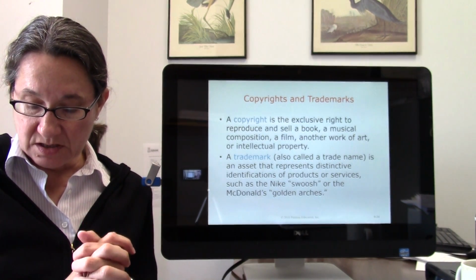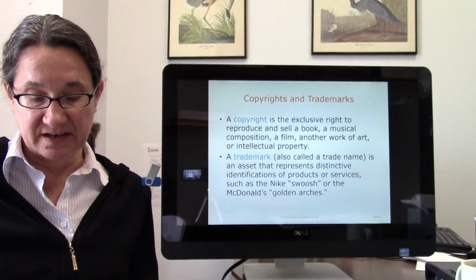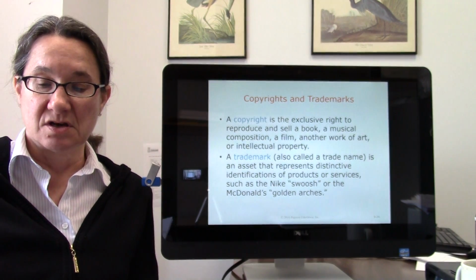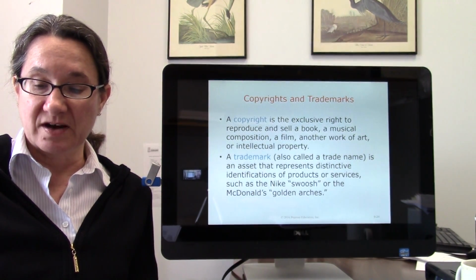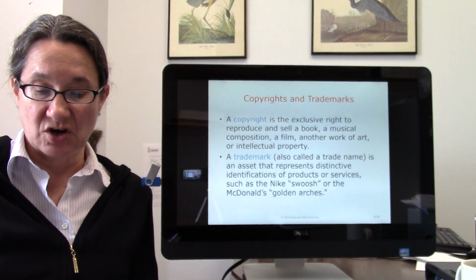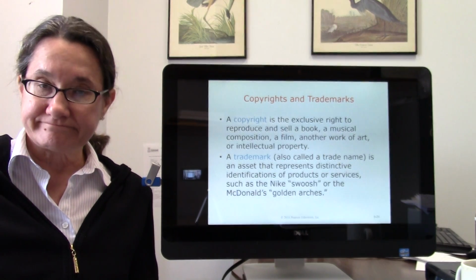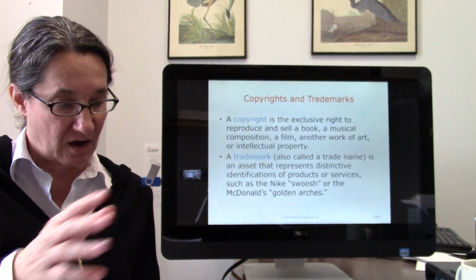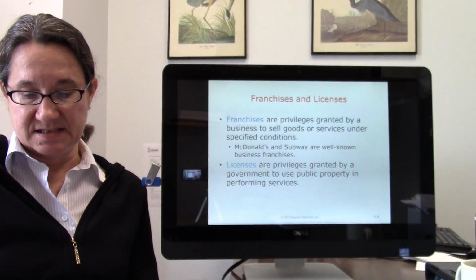A trademark, also called a trade name, is an asset that represents distinctive identifications of products or services, such as the Nike swoosh or the McDonald's golden arches. The cost of a trademark or trade name is amortized over its useful life. So divide it out, amortize it, and take the money off as an expense. Franchises and licenses.